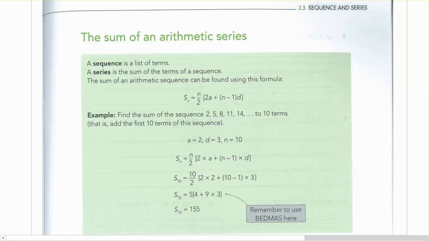So we're going to be looking at finding the sums of arithmetic sequences. A sum is when we basically add up all the terms together to figure out what's the total that we could get.